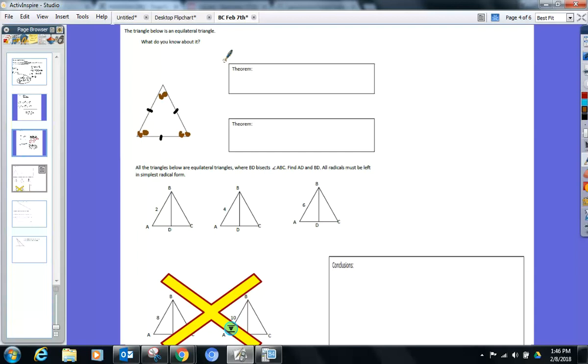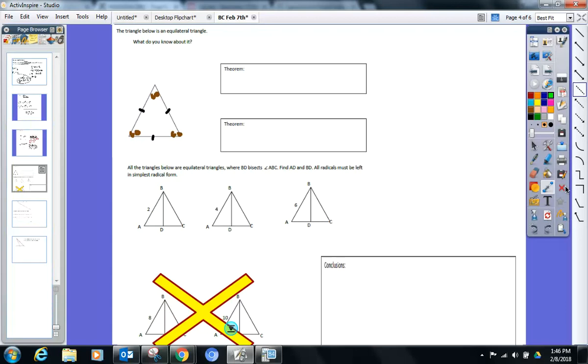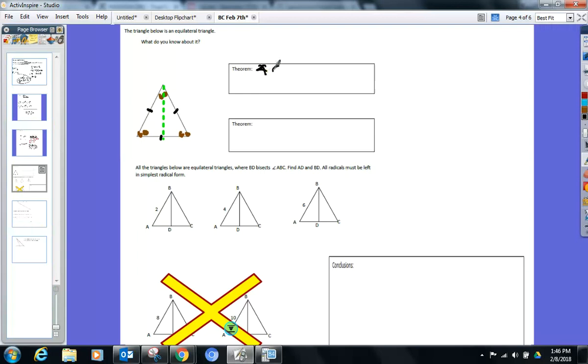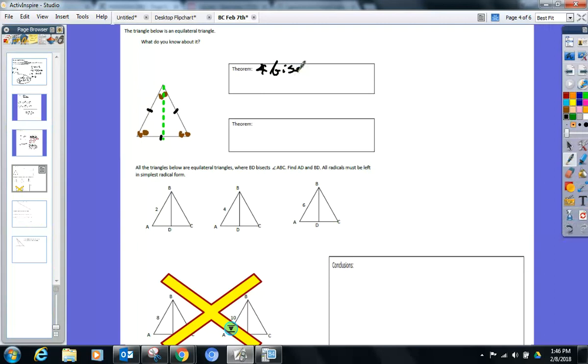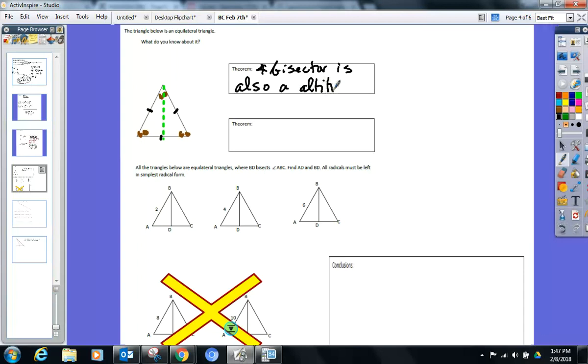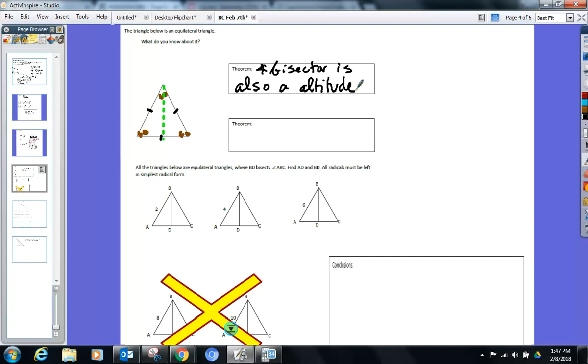Okay, I'm going to show you two theorems about an equilateral triangle right now. What I'd like you guys to do is draw an angle bisector in from this top 60 degree angle. Just sketch an angle bisector in for me. If it's equilateral and an angle bisector is drawn in, two facts. The angle bisector is also an altitude, and it's also, anybody want to take a guess? It's also a median. So it's got a lot of purposes.